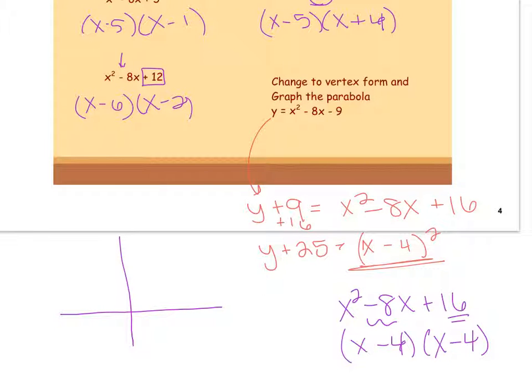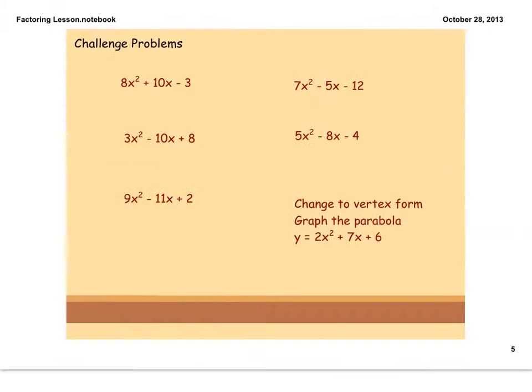so my vertex is at 4, negative 25. Now I have minus 9 is my C value, so that would be my y-intercept. And then remember that you have that symmetric point, so we'll say this is my 8 here. And there is my sketch.